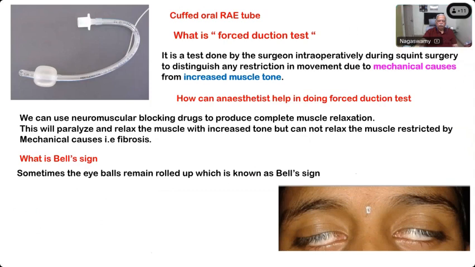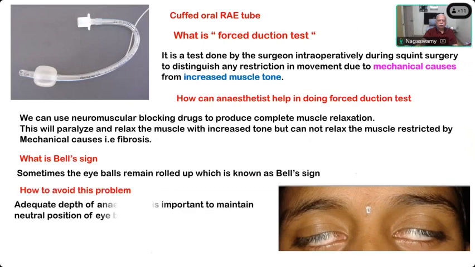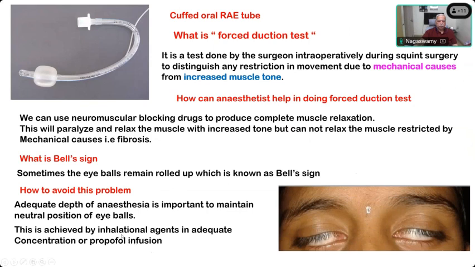Does it happen under a deep plane of anesthesia or a lighter plane of anesthesia? It happens because of a lighter plane. So adequate depth will be important to maintain the neutral position of the eyeballs. As I told you during inhalation induction, the central fixed position will happen only during the correct plane of anesthesia. So if the Bell sign is happening, that means the plane of anesthesia is inadequate. This is achieved by inhalation agents in adequate concentration or propofol infusion.